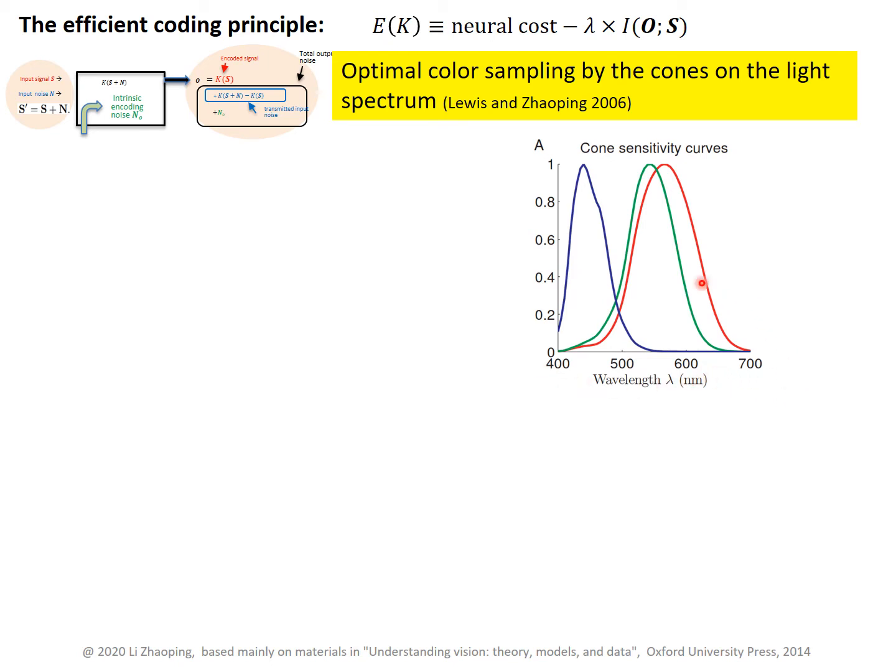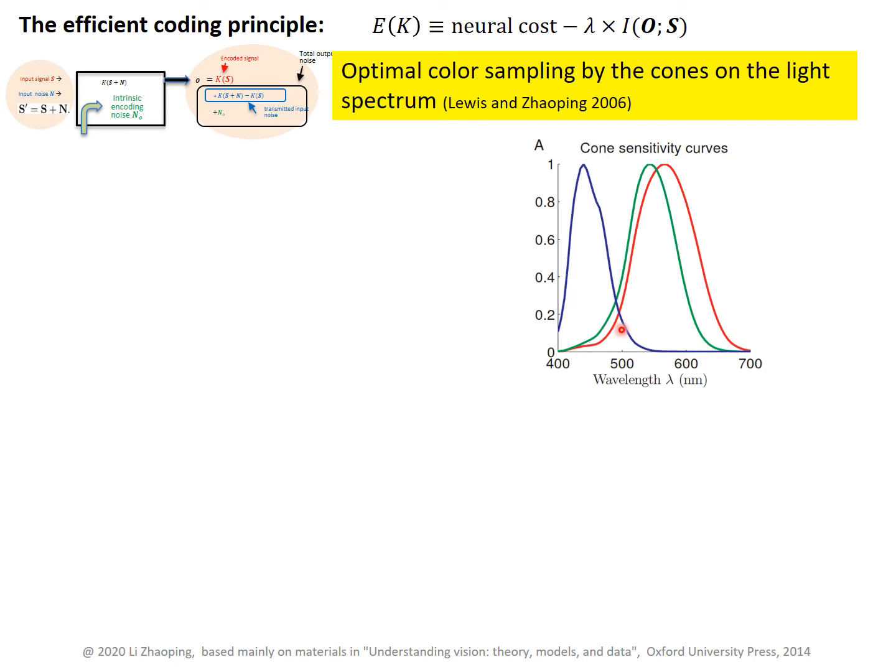You can see that red and green cones actually are very similar in terms of the sensitivity curves. So this red curve is for the red cone, and the green curve is for the green cone, and the blue curve is for the cone more sensitive to the blue light. Okay, and you can ask whether efficient coding principle can help us to understand why these 3 cones are made this way by nature.